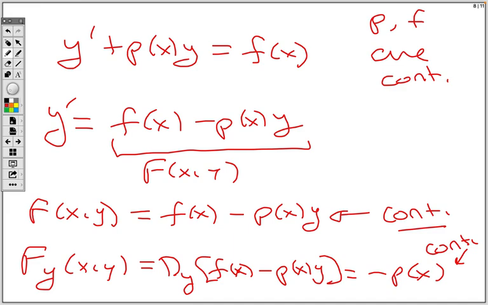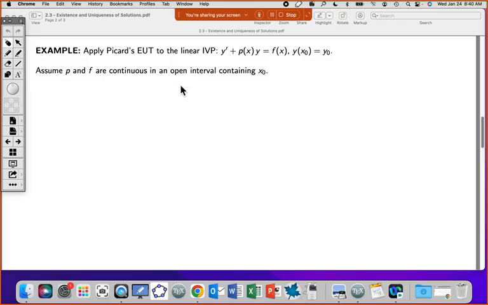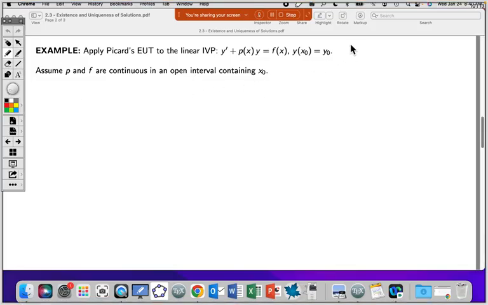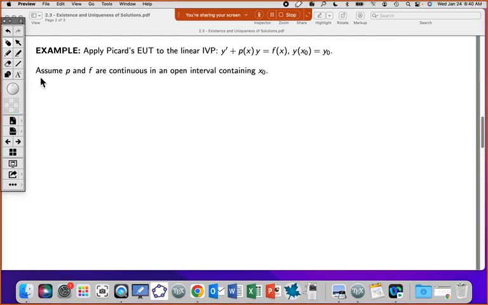All right. So if I apply Picard's theorem to my linear equation, Picard's theorem says you're going to get one and only one solution. Okay. So according to Picard, you're going to get one and only one solution. But this is like using a sledgehammer to go after a fly. You follow?